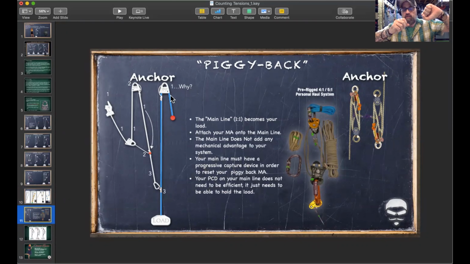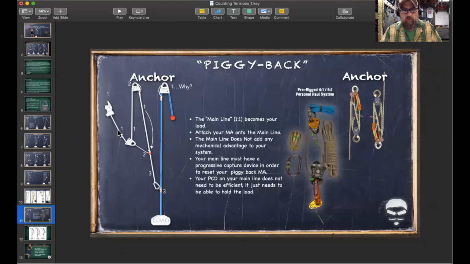And because all of our weight is on our piggyback system, we can't reset that forward once it collapses all the way. So at that point, we take all that slack out of our main line to be able to capture our load. Then we release the capture on our piggyback system, and that's what allows us to reset it because our main line is being held by its own progressive capture. So under normal conditions, until we get into some voodoo stuff, that does not have to be efficient whatsoever.